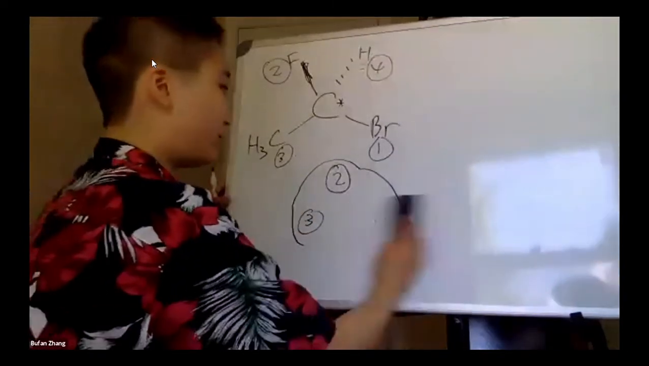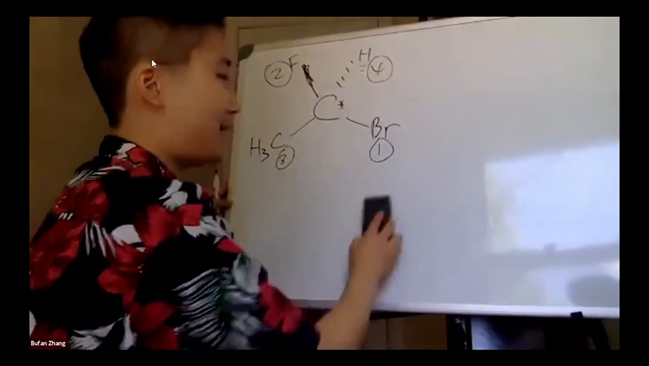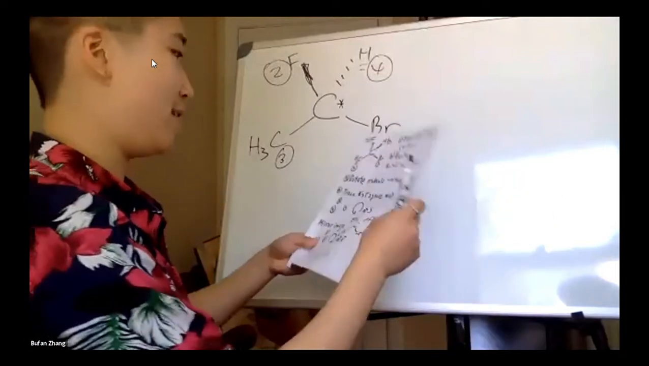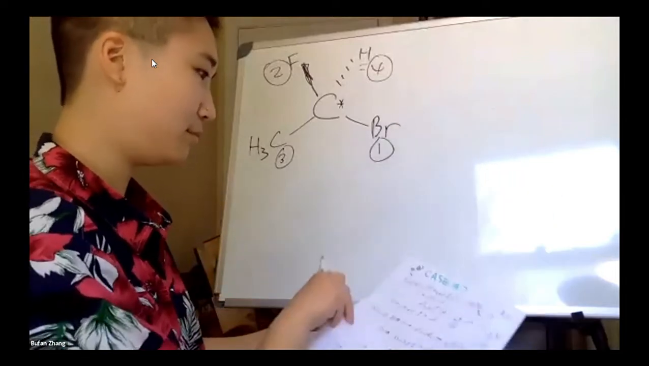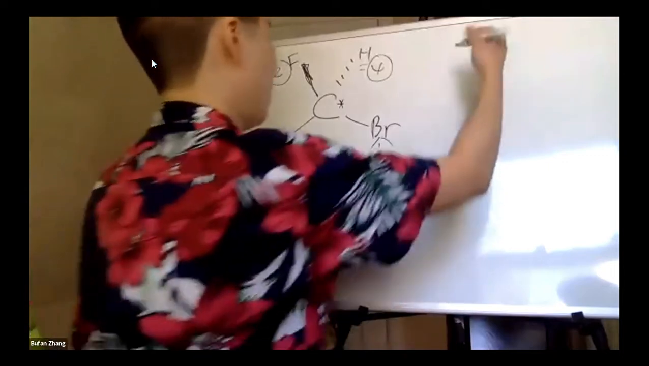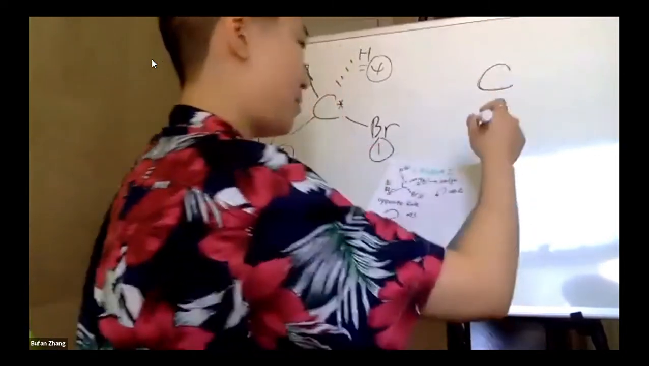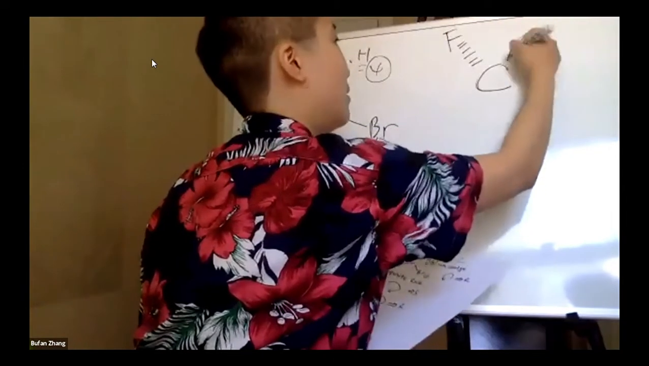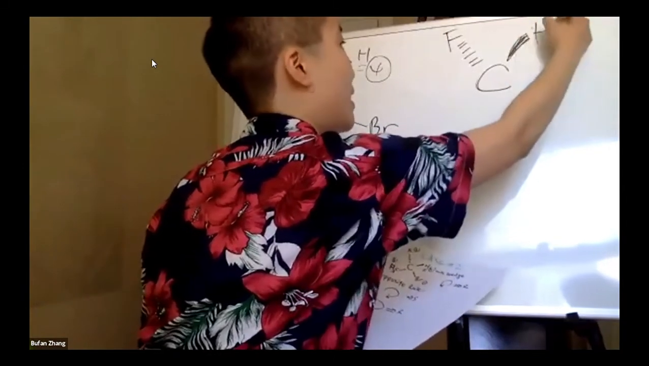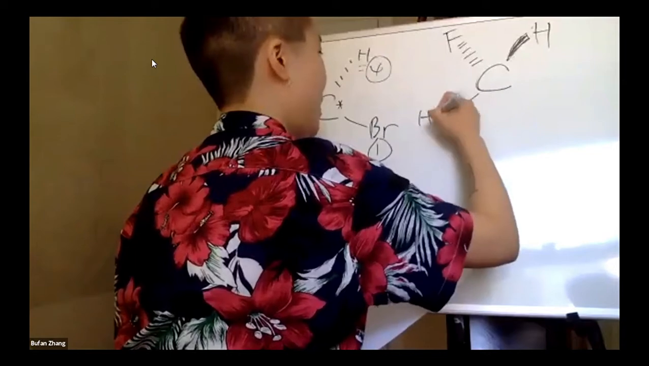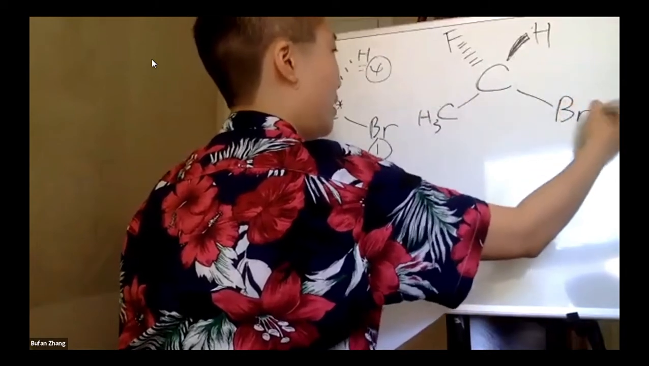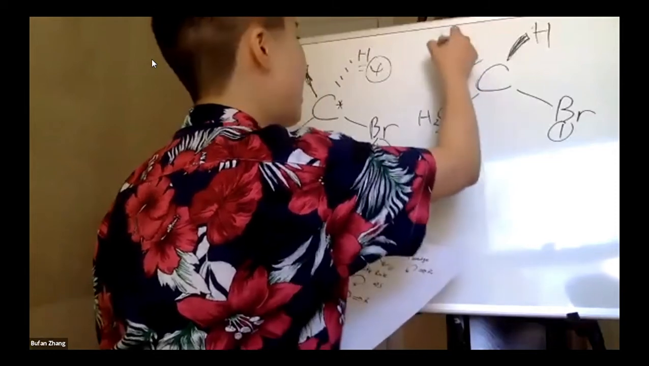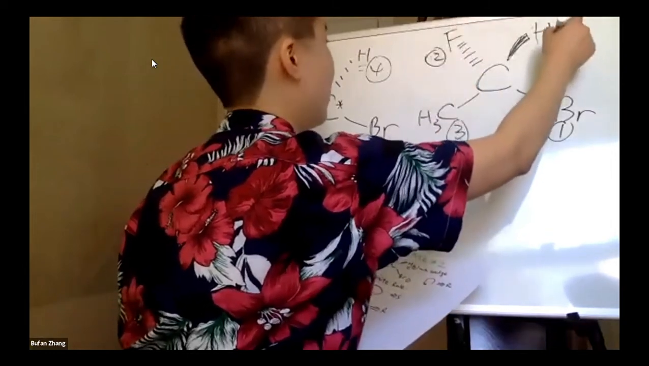Okay, so now I'm going to add a little bit of difficulty and see if you guys can nail this one. That's case number 2. So I have the same carbon. This time my fluorine's going into the back and my hydrogen is going to the front. And I have CH3 and Br. I'm going to just number those atoms the way we did just now.